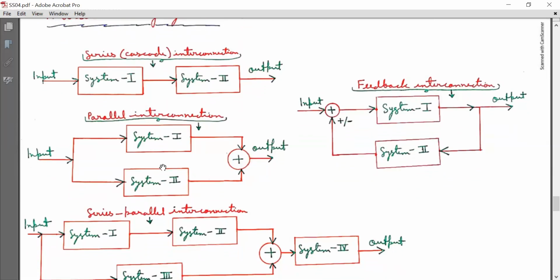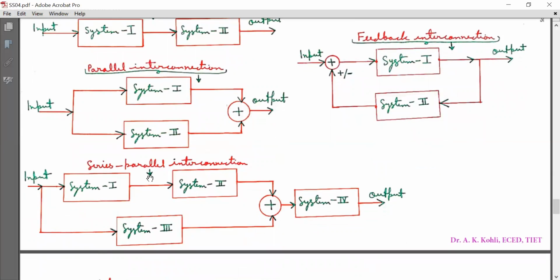The second figure shows a parallel interconnection. Input is given, which is the same for both system 1 and system 2 in parallel, and the outputs of system 1 and system 2 are added here to give the final output. So this is parallel interconnection.